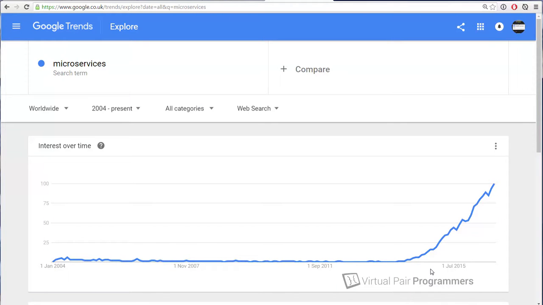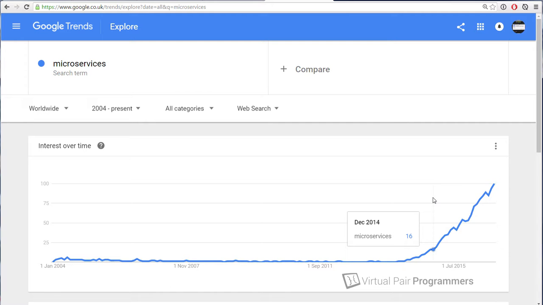Well, microservices is certainly a topic that has seen a dramatic rise in interest over the past, well, at the time of this recording, it's the past couple of years. You can see from this Google Trends graph that sometime around the start of 2014, there was a sudden rise in interest in this topic. So what is microservices all about? Well, the easiest way to explain this is to contrast a microservice architecture, the one that we're aiming for on this course, with a traditional architecture.